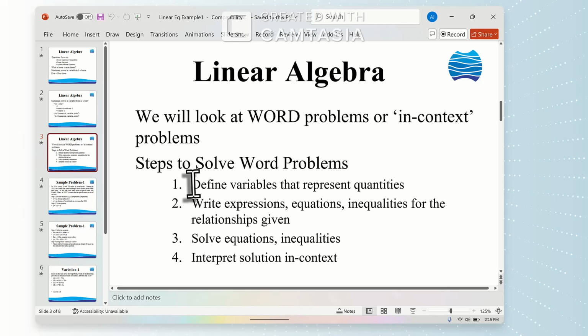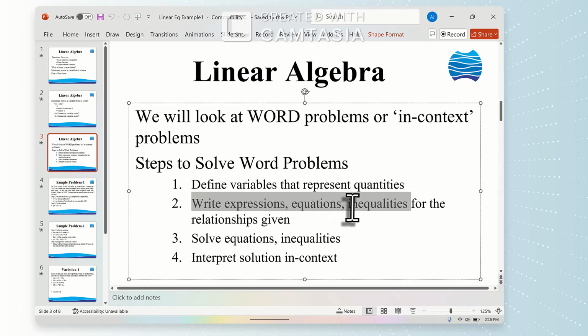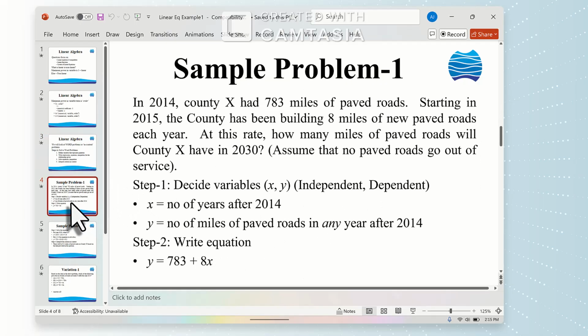First one is to define the variables that represent the quantities. Once you have defined the variables, you write the expressions, equations, inequalities for the relationships given. So there will be certain quantities and some relationships given in the question. You need to identify those and write those relationships. Once you have written the equation, you can solve them and then finally interpret the solution. Let's look at a sample problem.